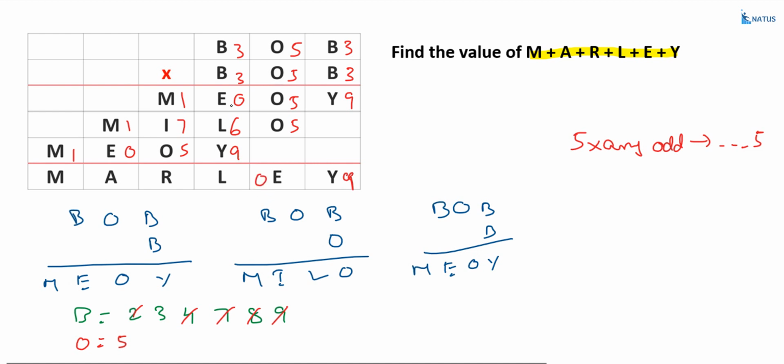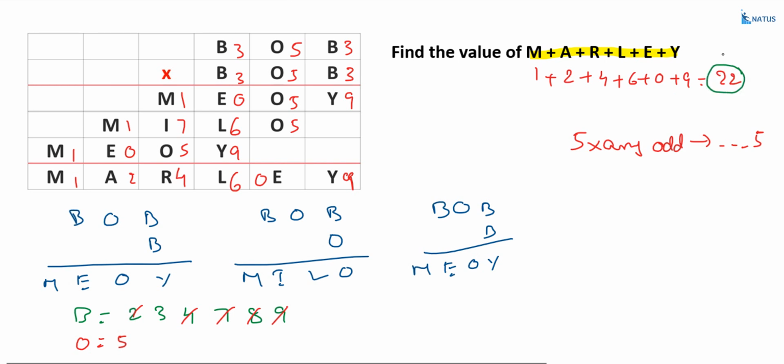And what is the sum? That is equal to 6, and this is 4, and this is 2, and this is 1. So Bob into Bob is equal to Marley. Then find the value of Marley. M is equal to 1, plus A is equal to 2, plus R equal to 4, plus L is equal to 6, plus E equal to 0, plus Y equal to 9. So what is the sum? Here it is 10, 20, plus 2, that is equal to 22, which is the required answer.